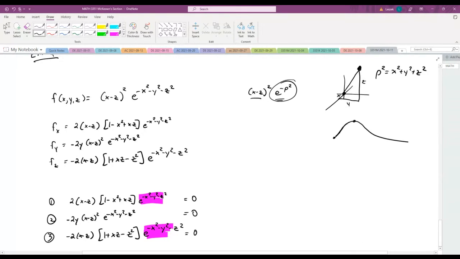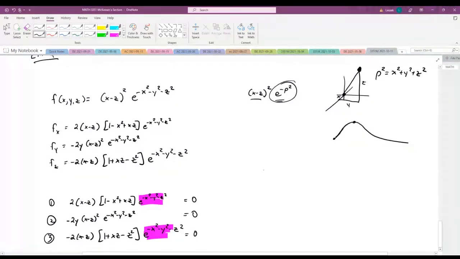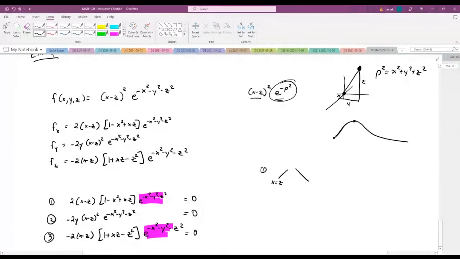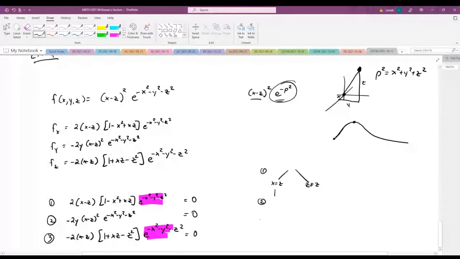X equal to 0, and then 1 minus x squared. Well, hold on. X equal to z. Oh, gotcha. X equals z. All right, my apologies. So from equation 1, we have the case where x is either z or it's not. Now, if x is z, what about the second equation and the third equation?